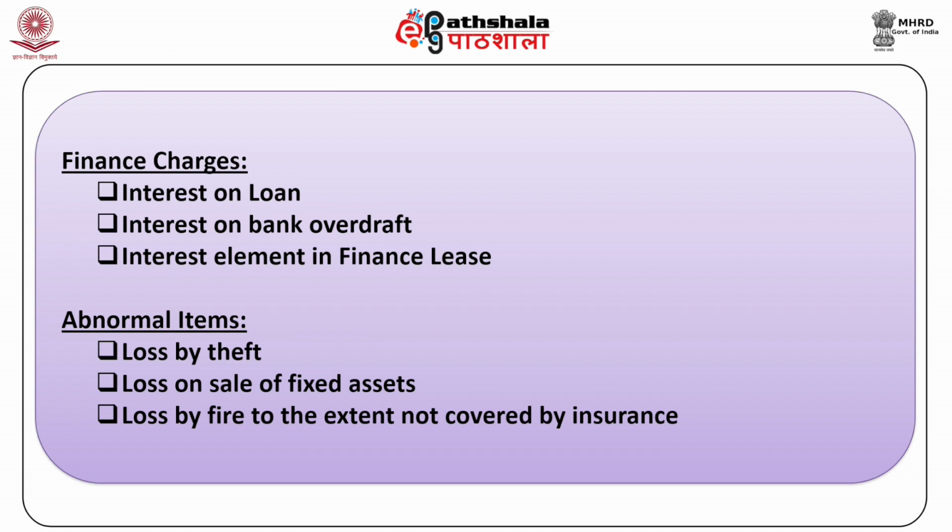A. Interest on loan. B. Interest on bank overdraft. C. Interest element in finance lease. 4. Abnormal items. A. Loss by theft. B. Loss on sale of fixed assets. C. Loss by fire to the extent not covered by insurance.